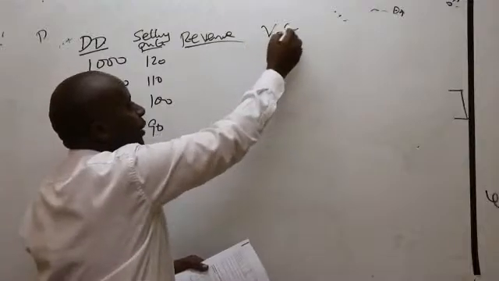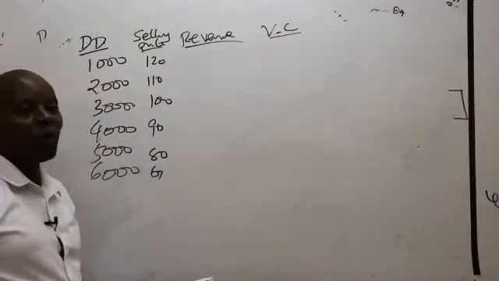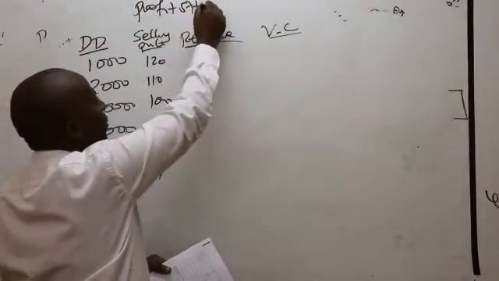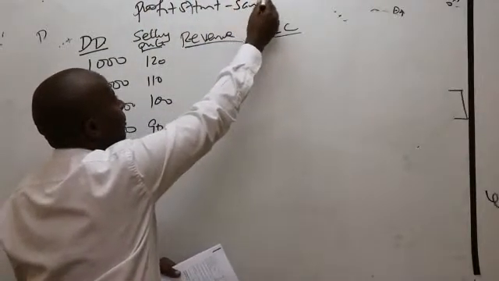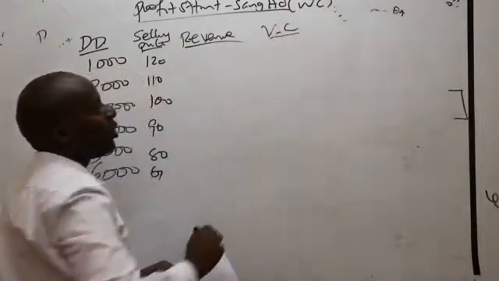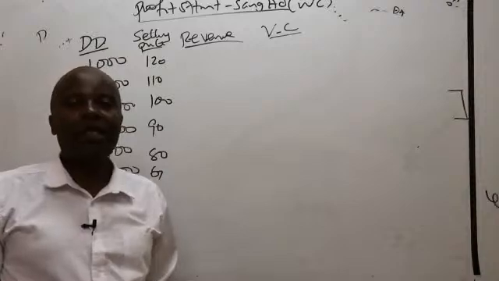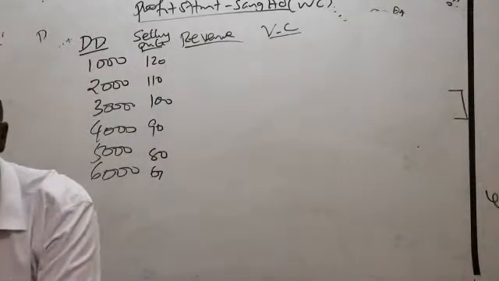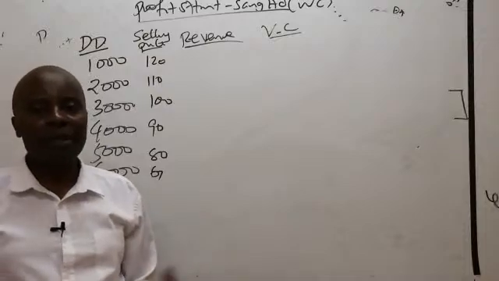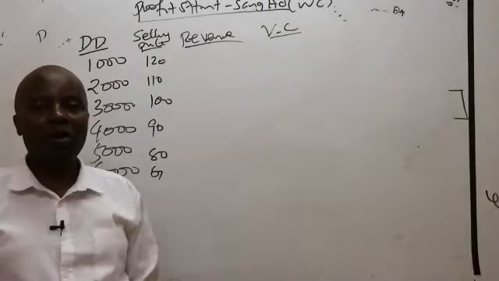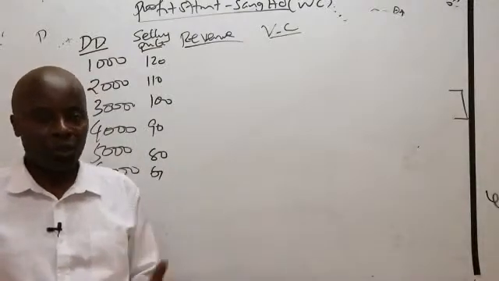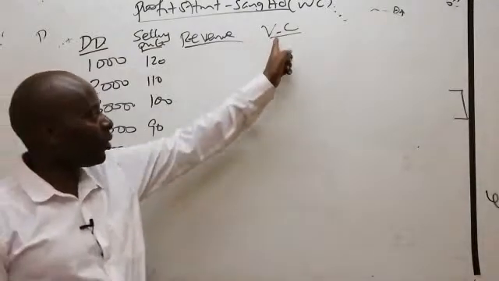The only bone of contention between yourselves and me will be the variable cost to be used here. So, profit statement for Sang Limited, this is what we call the WC. The WC, whole company, always disregards any transfer price that is being given. So basically, variable cost will be variable cost of the first division plus variable cost of the second division. Who can give us the answers? What do we have here as the variable cost per unit?